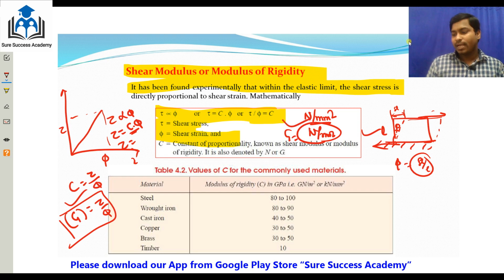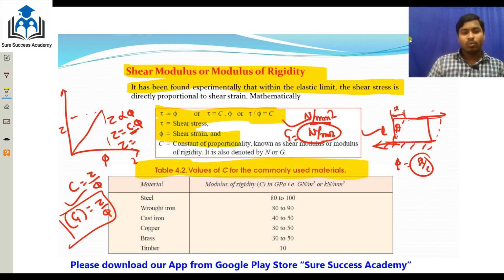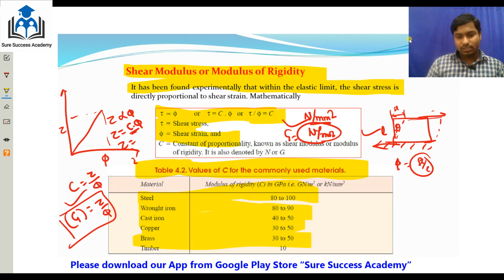Here I have given the modulus of rigidity, C values, of some common materials. Steel is around 80 to 100 GPa. Wrought iron is 80 to 90. Cast iron is around 40 to 50. Copper is 30 to 50. Brass is 30 to 50. Timber is 10 GPa. Friends, you can get this from the design data book. Note down this formula also.